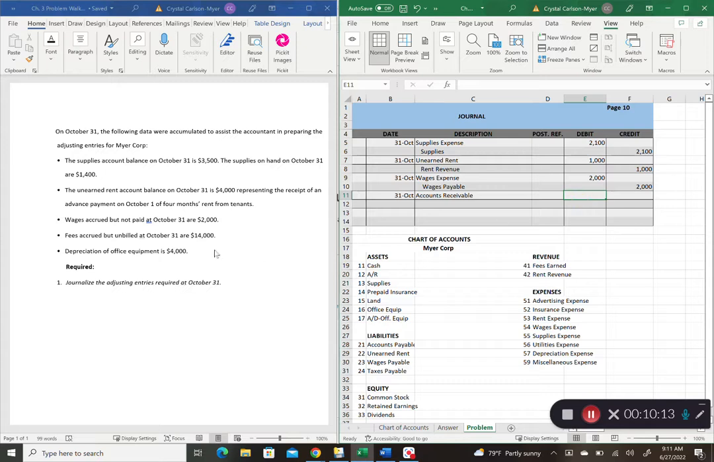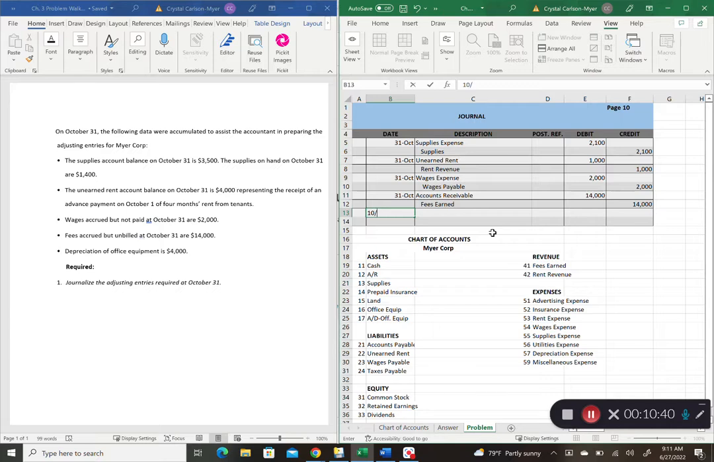All right, so we have earned fees of $14,000, but we haven't gotten paid yet. So I'm going to go ahead and record that as a debit. I'm going to indent my credit, and my revenue account is going to be fees earned. Anytime it's a service business, typically it's going to be fees earned. Each company can have their own type of revenue account for this, but typically what you're going to see in an accounting course is going to be fees earned.